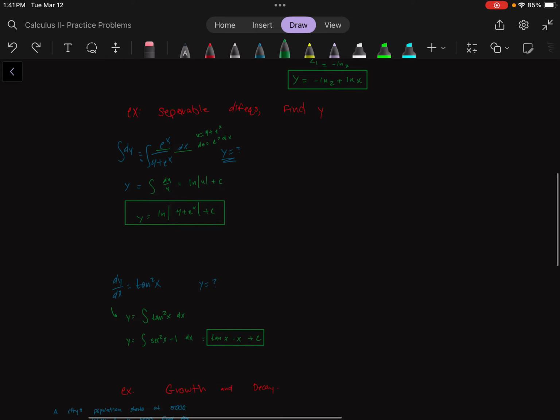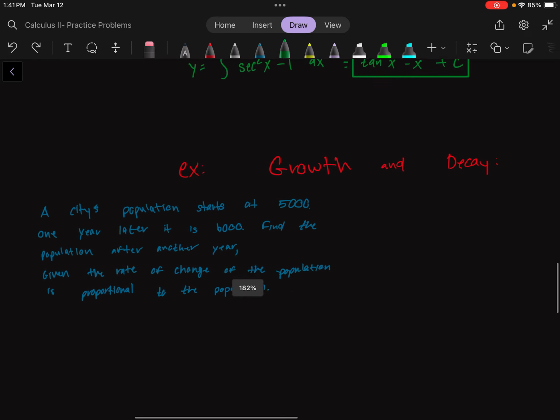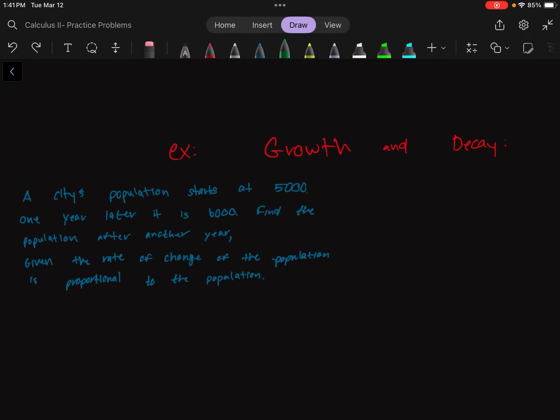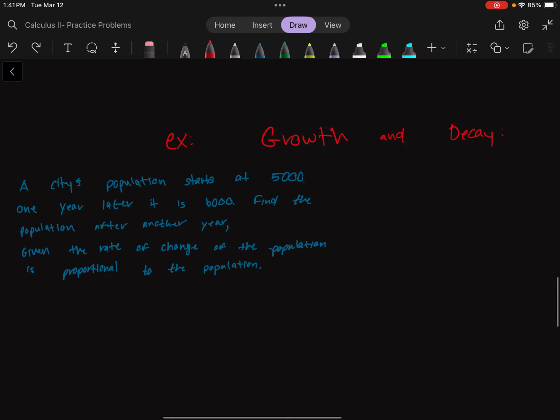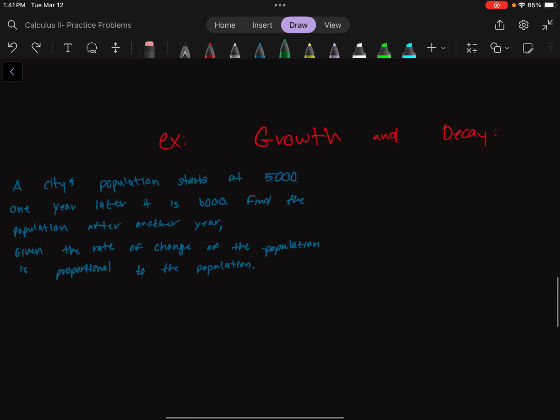And we can go a little bit further now and look at growth and decay, right? If a city's population starts at 5,000 people, 1 year later it's 6,000, find the population after another year, given the rate of change of the population is proportional to the population. So this sentence right here is key. We're going to be able to set up a differential equation. The rate of change of the population, given that it is with respect to time, is proportional by some constant of proportionality k to the population.